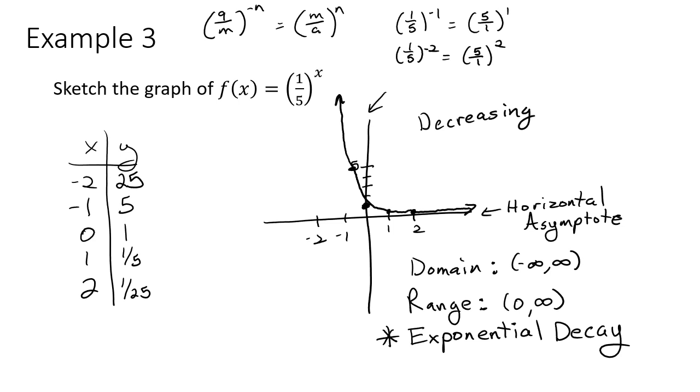Some examples in the real world of exponential decay, probably the most famous is radioactive isotopes decay exponentially. The more of a radioactive isotope you have, the faster it breaks down. It's due to a concept called half-life, where at set time intervals, the radioactive substance always cuts itself in half. This is how we do things like carbon dating.